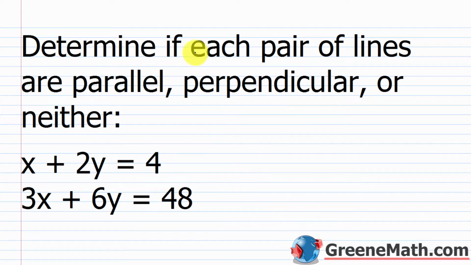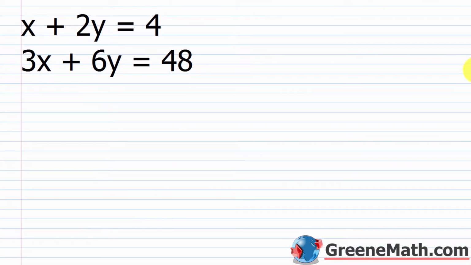So we want to determine if each pair of lines are parallel, perpendicular, or neither. Okay, so let's start out with x plus 2y equals 4, and then 3x plus 6y equals 48. So when you get problems like this for your homework or for a test, the first thing you want to do is find the slope of each line.